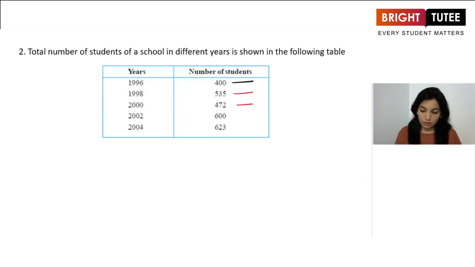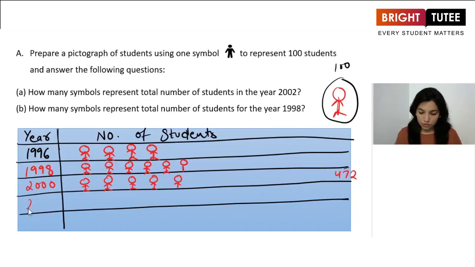Okay, now the next one is 2002, 600. Now it's simple. 2002, 600 means we just need 6 such figures, because each one is representing 100, and any number which is a multiple of 100 is definitely going to fit into these particular images, right? So 6 such complete symbols represent 600 students.